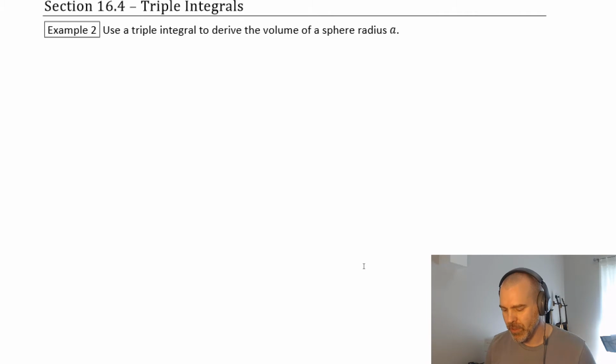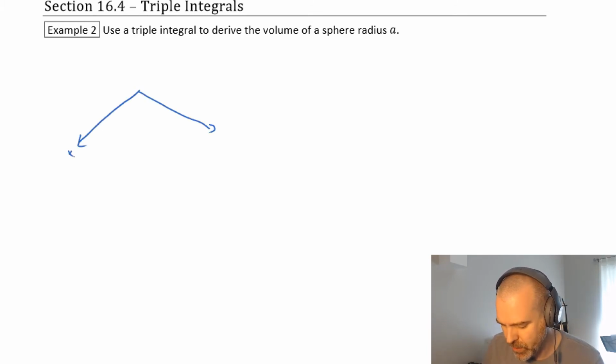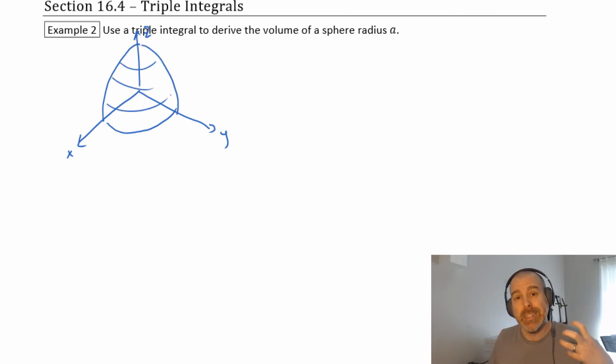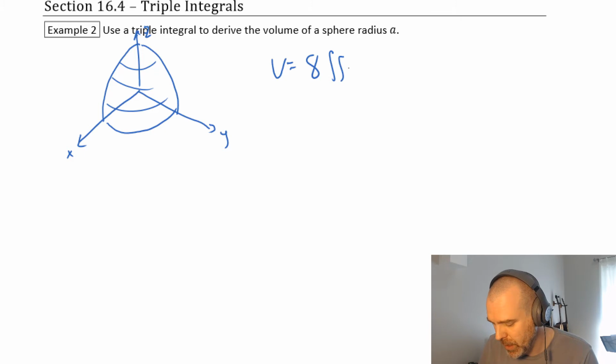Let's use a triple integral to derive the volume of a sphere of radius a. The way we're going to do this is simplify our life a little bit. Instead of finding the volume of the full sphere, what we will do is find the volume of the first octant of the sphere. So the full volume will be 8 times the triple integral over this region dV.